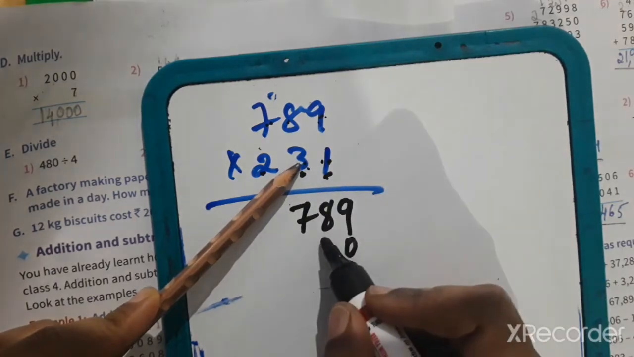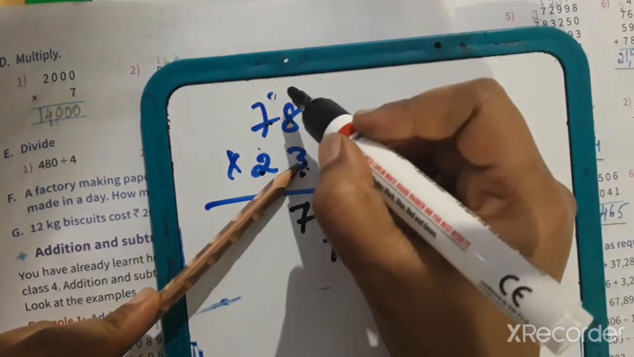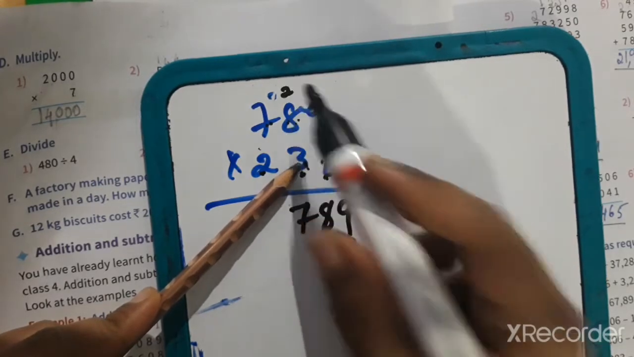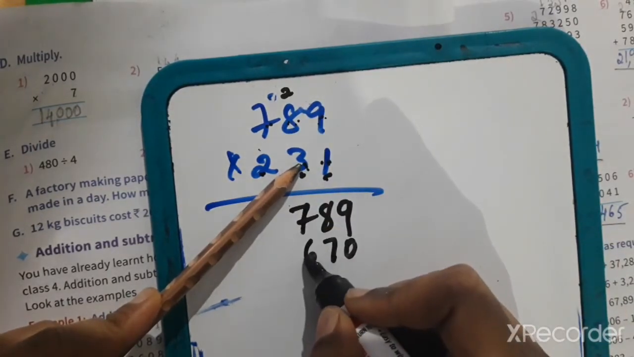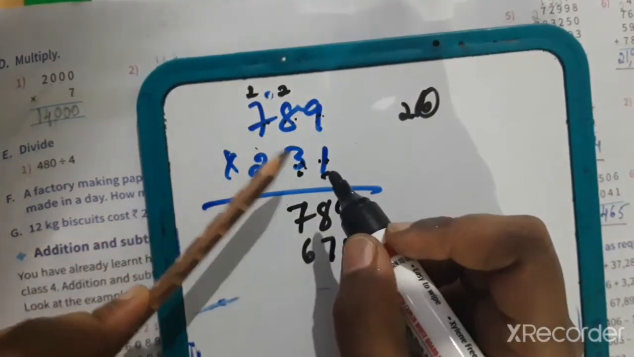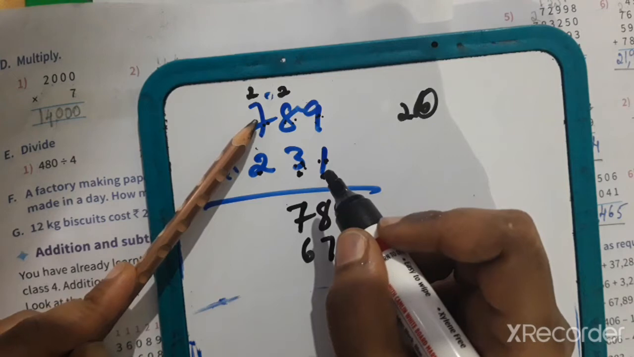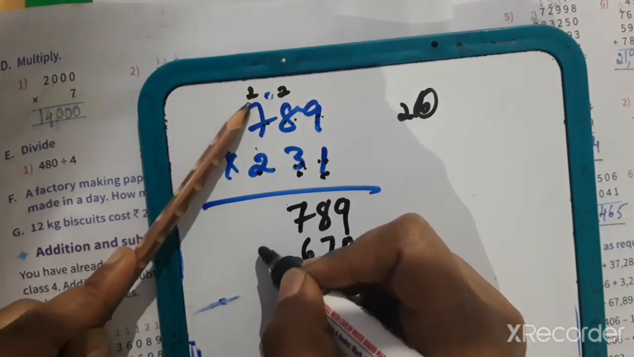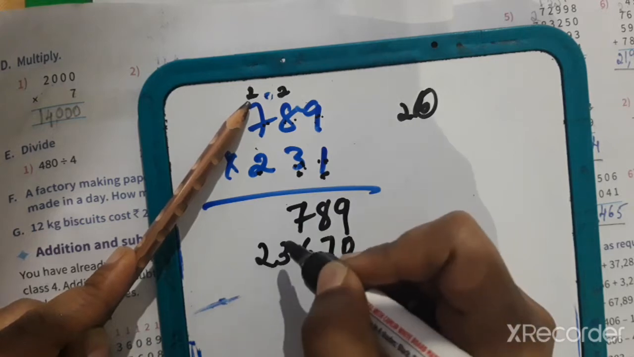3 9s are 27, so 7 here, carry 2 to the next place. 3 8s are 24, 24 plus 2 is 26. So the last 6 is here, and the next number is carried to the next place. 3 7s are 21, 21 plus 2 is 23. No number left to multiply, so we can write it together.